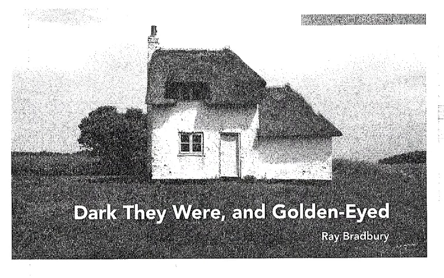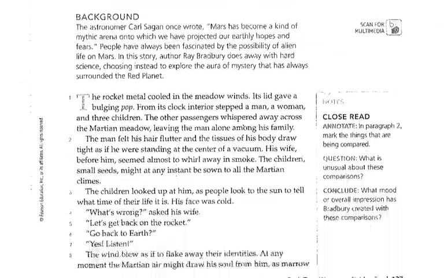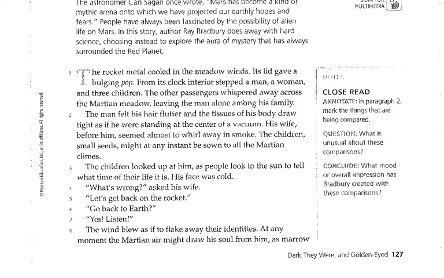So I'm going to show you how to read Ray Bradbury's work by looking at another one of his short stories that I absolutely adore, called Dark They Were and Golden-Eyed. This was something that I read in high school and just remember loving since then. Years later, I remember reading this text in class and just adoring it. So as I'm reading, I'm going to be doing what I typically do, which is annotating the text. Three things that I really want to focus on while I'm reading this are setting, tone, and characterization.